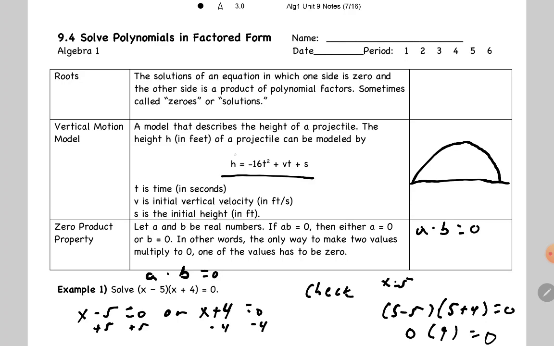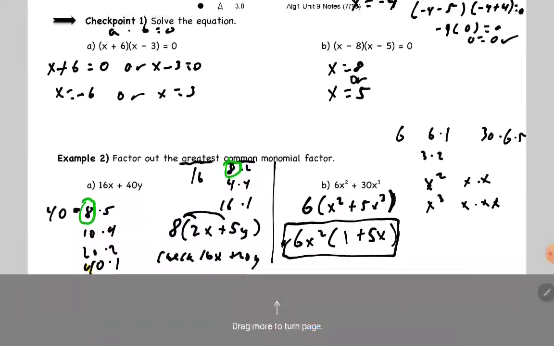So h, the height of the object, equals negative 16 times t squared, where t is time, plus vt. So v is the initial velocity, so how fast it was going as it was leaving either the barrel or your hands, or how fast it was going initially. And then plus s is the initial height. Because if you were throwing a ball, you would be standing somewhat above the ground, and the ball would be above the ground.